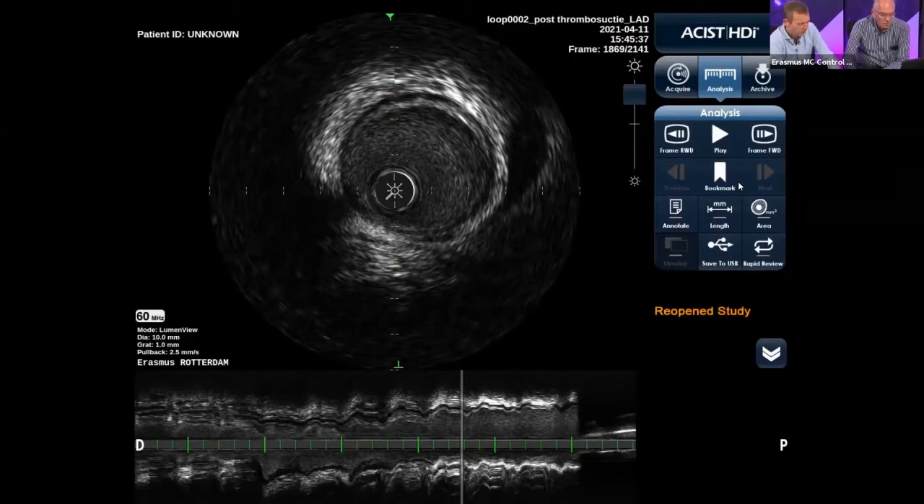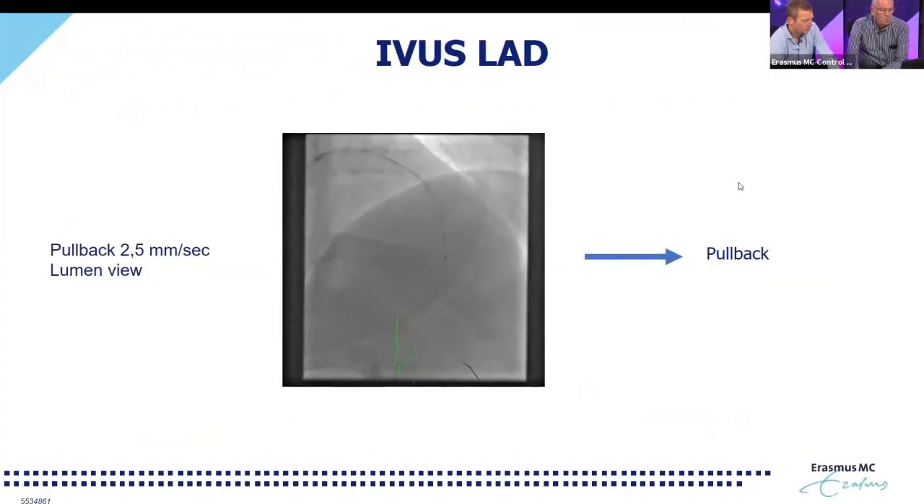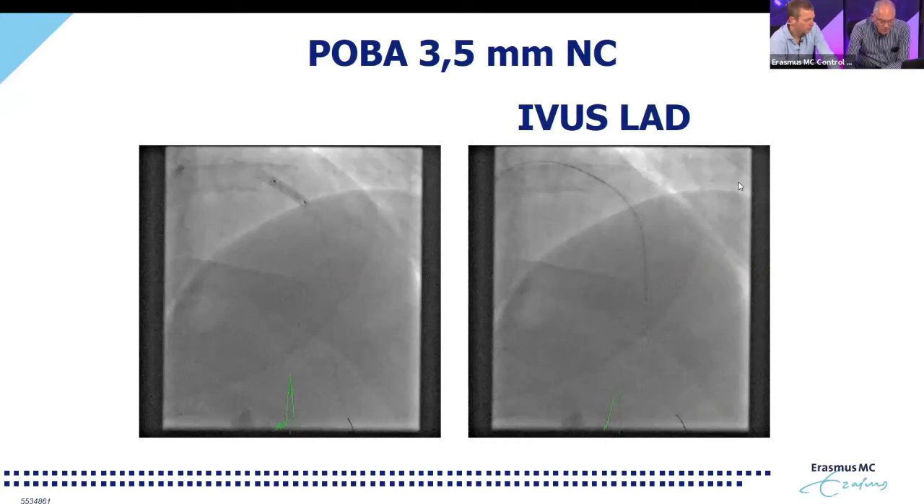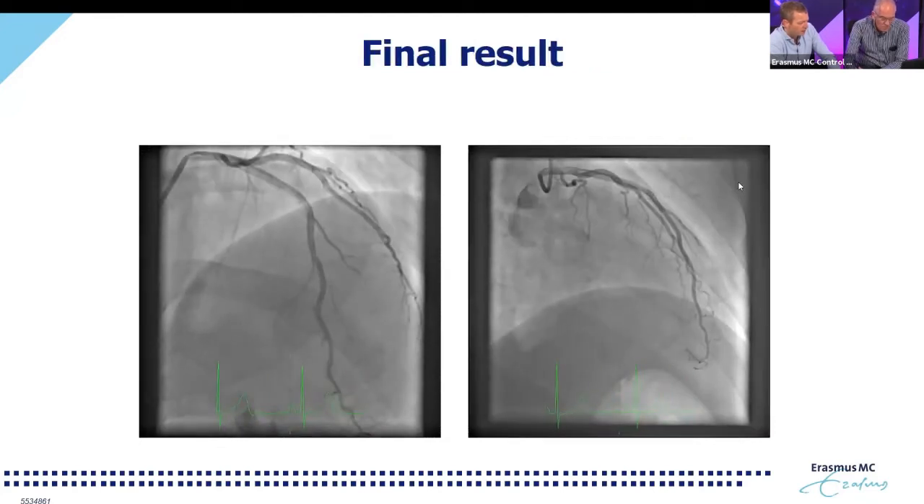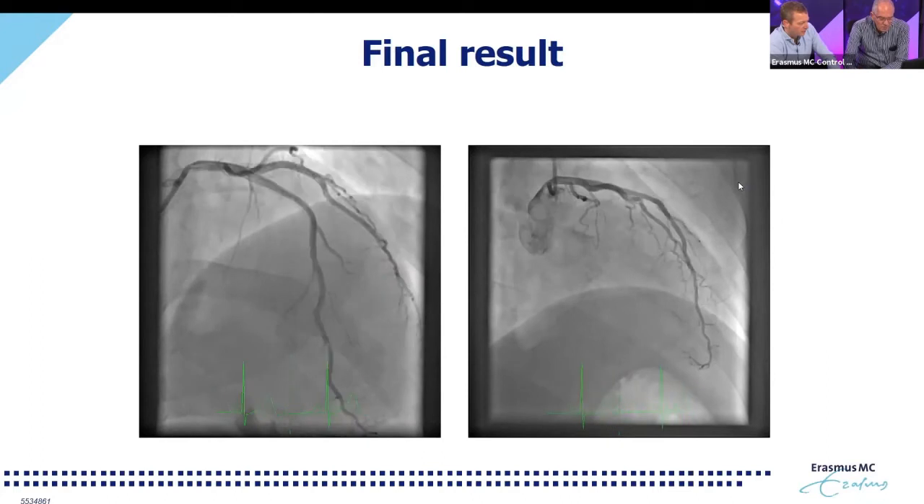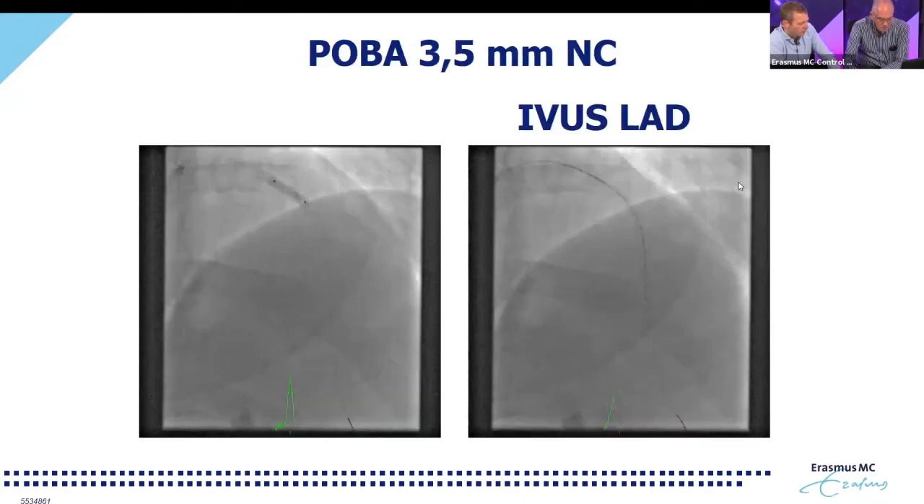So if we go back to the slides, we'll take you through the rest of the case. So this was the pullback we've just shown you. Because of the remaining thrombus in the proximal part that was resistant to the thrombectomy, the operator in this case decided to do some balloon dilatation with a 3.0/5 NC balloon, and then repeated the IVUS. Maybe we can have a final look at the third pullback, Jurgen.